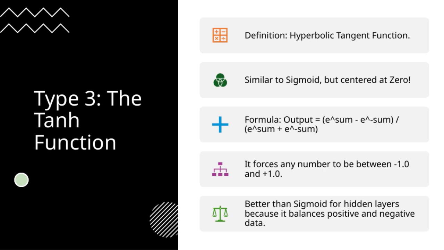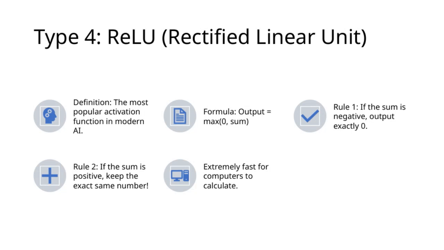Let's take a closer look at Type 4, ReLU, which stands for Rectified Linear Unit. ReLU is one of the most popular activation functions used in neural networks today. Its main idea is quite simple. It outputs 0 for any negative input, and for positive inputs, it just outputs the input itself. So, it's like a threshold that cuts off all the negative values, allowing only positive signals to pass through.